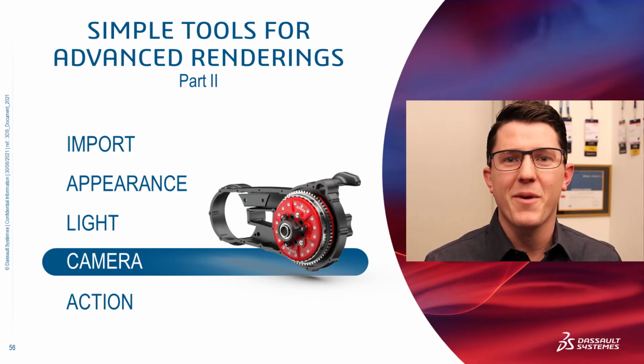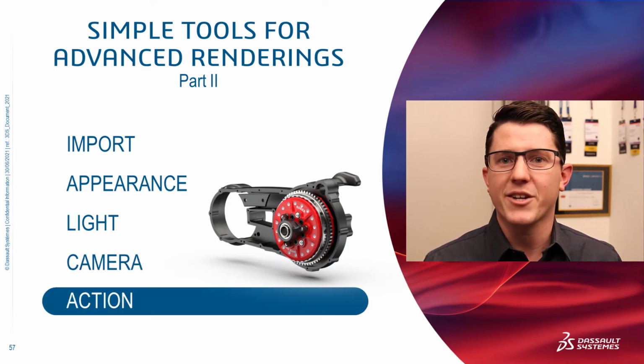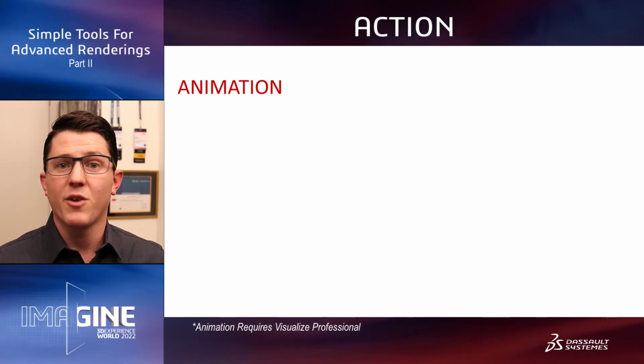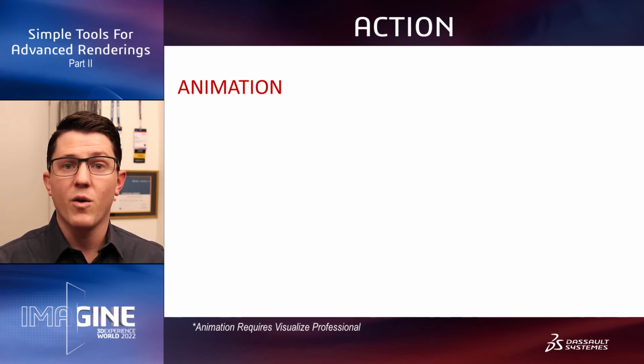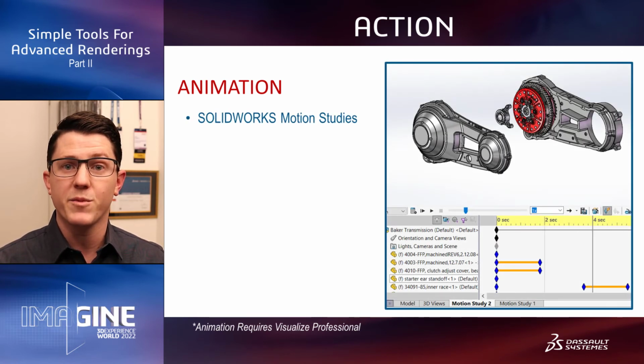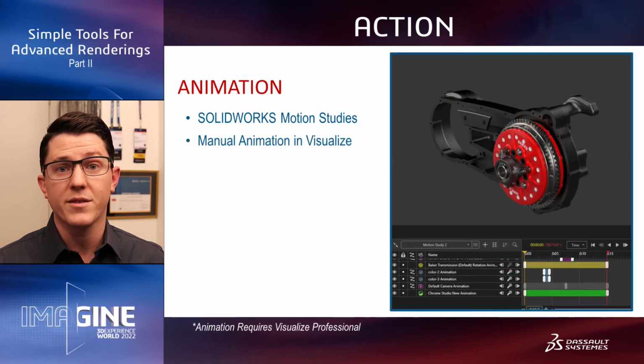With cameras under our belt, we can now focus on the final topic, which is action. And by action, I mean animation. We're going to make our parts move. Now, Visualize Professional is required in order to access any of these animation tools, so keep that in the back of your head. But with SOLIDWORKS Visualize Professional, we can import motion studies from SOLIDWORKS, and we can also animate directly within the Visualize interface.